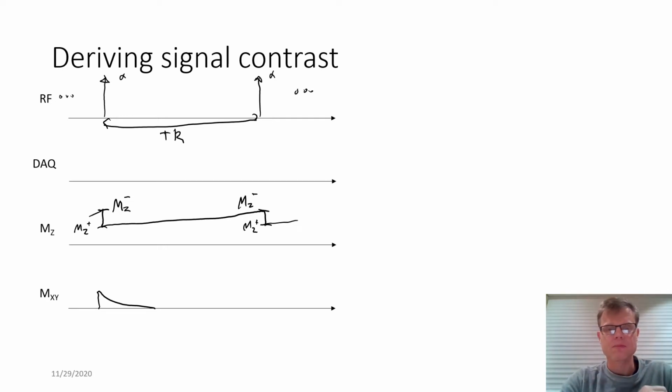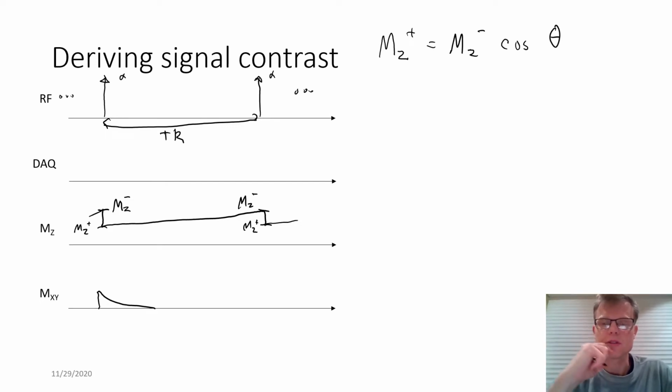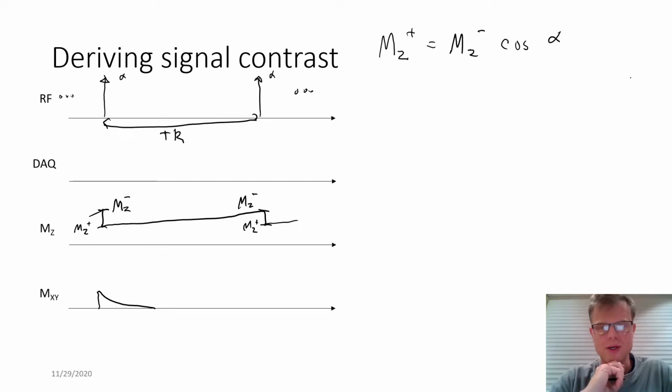Now we have all the information that we need to determine what the signal contrast is. The first relationship we need is that the Z magnetization after these RF pulses, going back to that trig relationship, is the Z magnetization before the RF pulse times the cosine of our flip angle, alpha here.